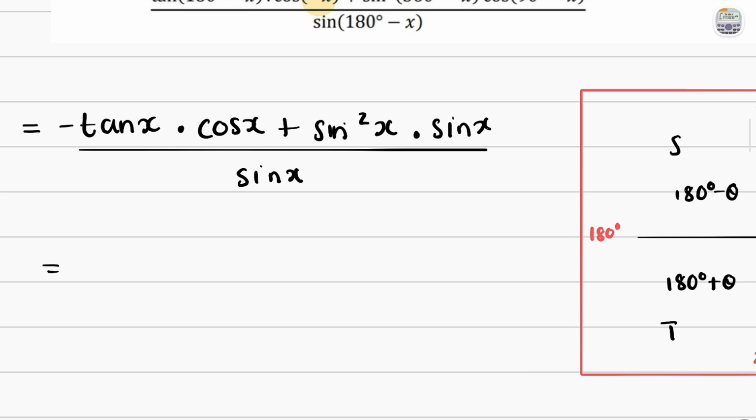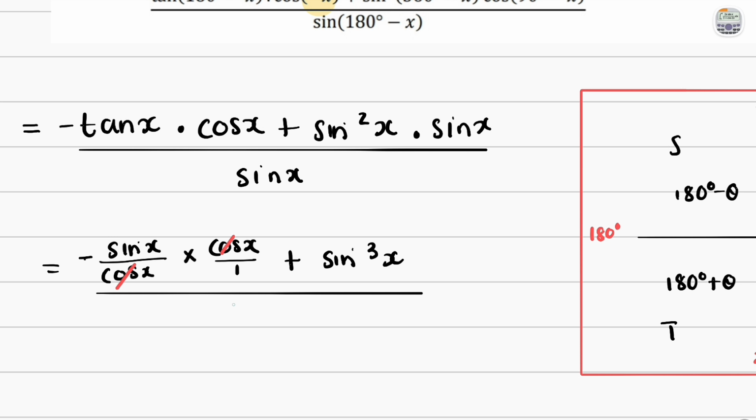Okay, so with tan, we know that tan's identity is sine over cos. So this becomes negative sine x over cos x. And it's still multiplying by a cos x. So this cos x in this numerator, when we're looking at it like this, has a denominator of 1. Do you see that? It's going to cancel with this cos x over here. And then we still have this plus, and we have sine squared x times sine x. Well, you can just multiply them. They will just become sine cubed x.